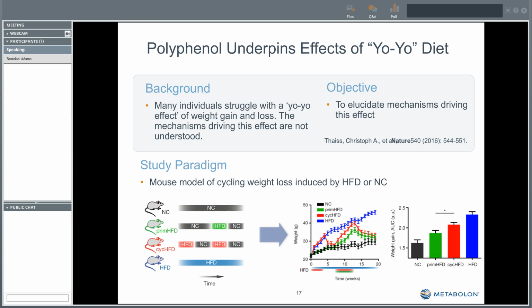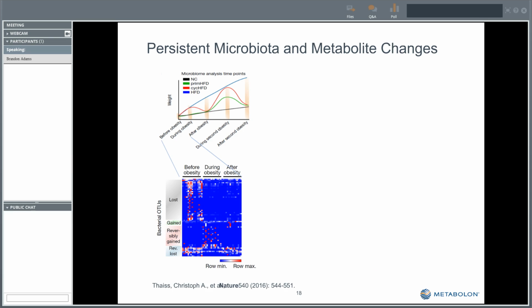As expected, animals fed the normal chow gained the least weight. Animals fed the high-fat diet gained the most weight. Interestingly, animals that were exposed to 2 cycles of high-fat diet gained more weight than the animals exposed to 1 cycle of high-fat diet, even though their weight had returned to normal after the first cycle.